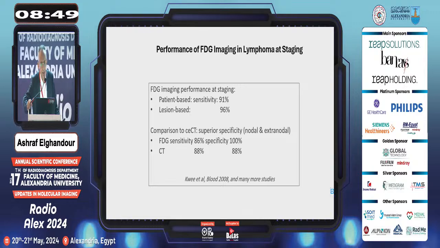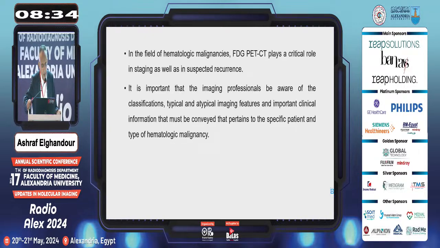Is it sensitive or specific? Yes. Compared to CT, it has superior specificity, almost 100% specificity, while it is 88% for CT. In the field of hematological malignancies, PET-CT plays a critical role in staging as well as in suspected recurrence. This is our point of view.